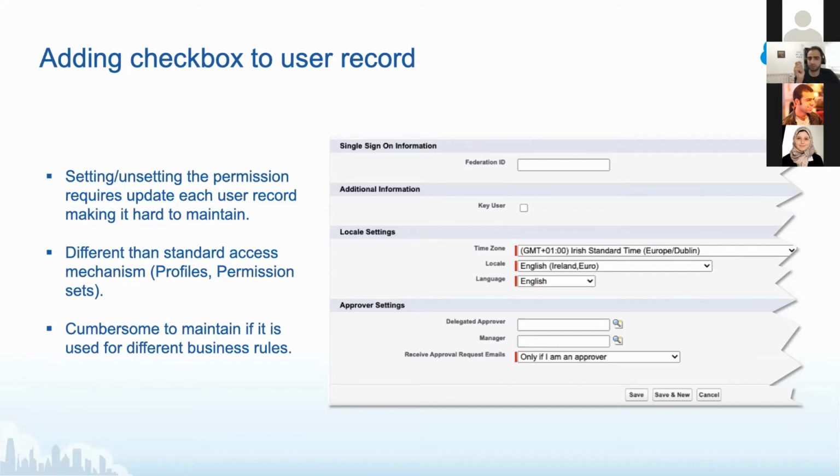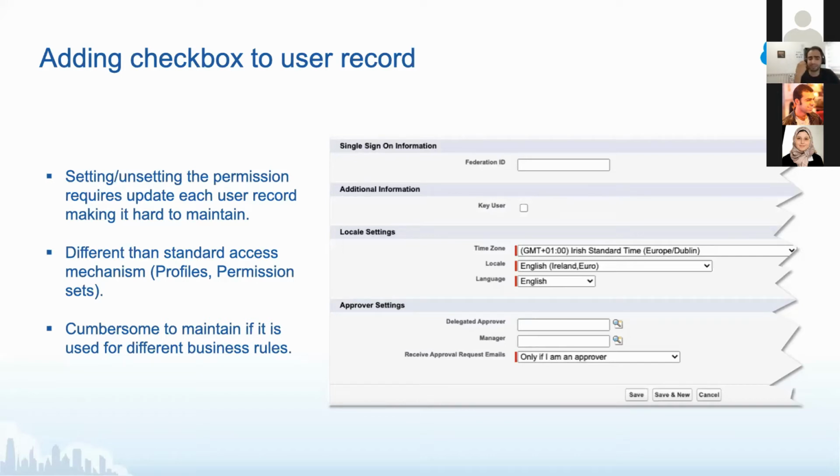However, this will be hard to maintain. Changing these values will require updating the user records directly. So if we have 100 users who have this key user checked, and for any reason we need to change that situation, you need to update these 100 users. So it will be hard to maintain.